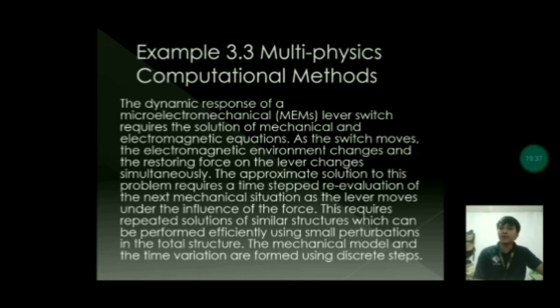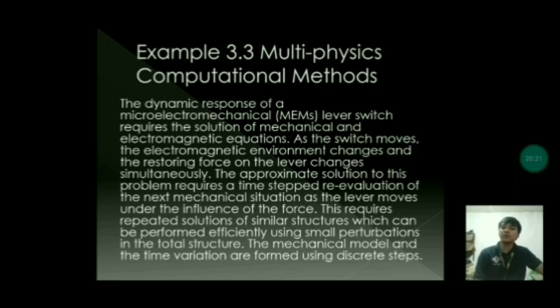The dynamic response of a microelectromechanical or MEMS lever switch requires the solution of mechanical and electromagnetic equations. As the switch moves, the electromagnetic environment changes and the restoring force on the lever changes simultaneously. The approximate solution to this problem requires a time-step re-evaluation of the mechanical situation as the lever moves under the influence of the force. This requires repeated solutions of similar structures, which can be performed efficiently using small perturbations in the total structure.